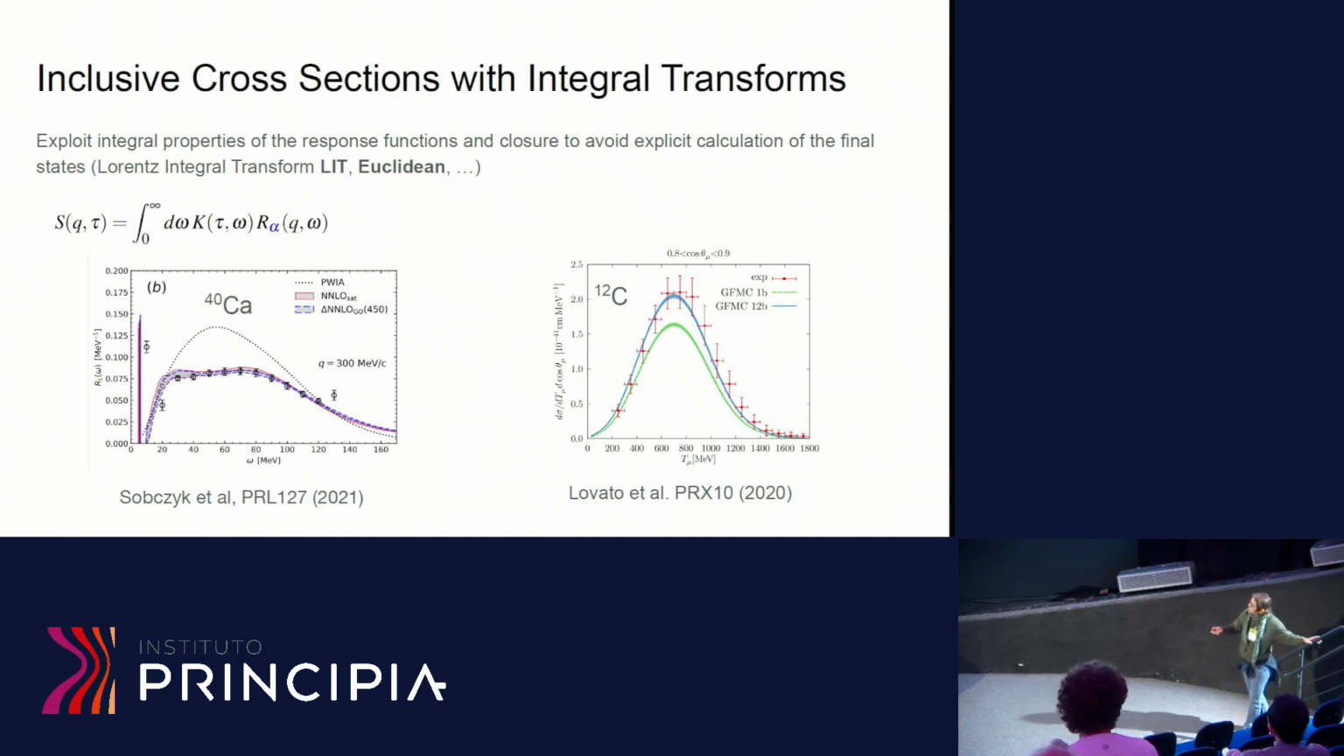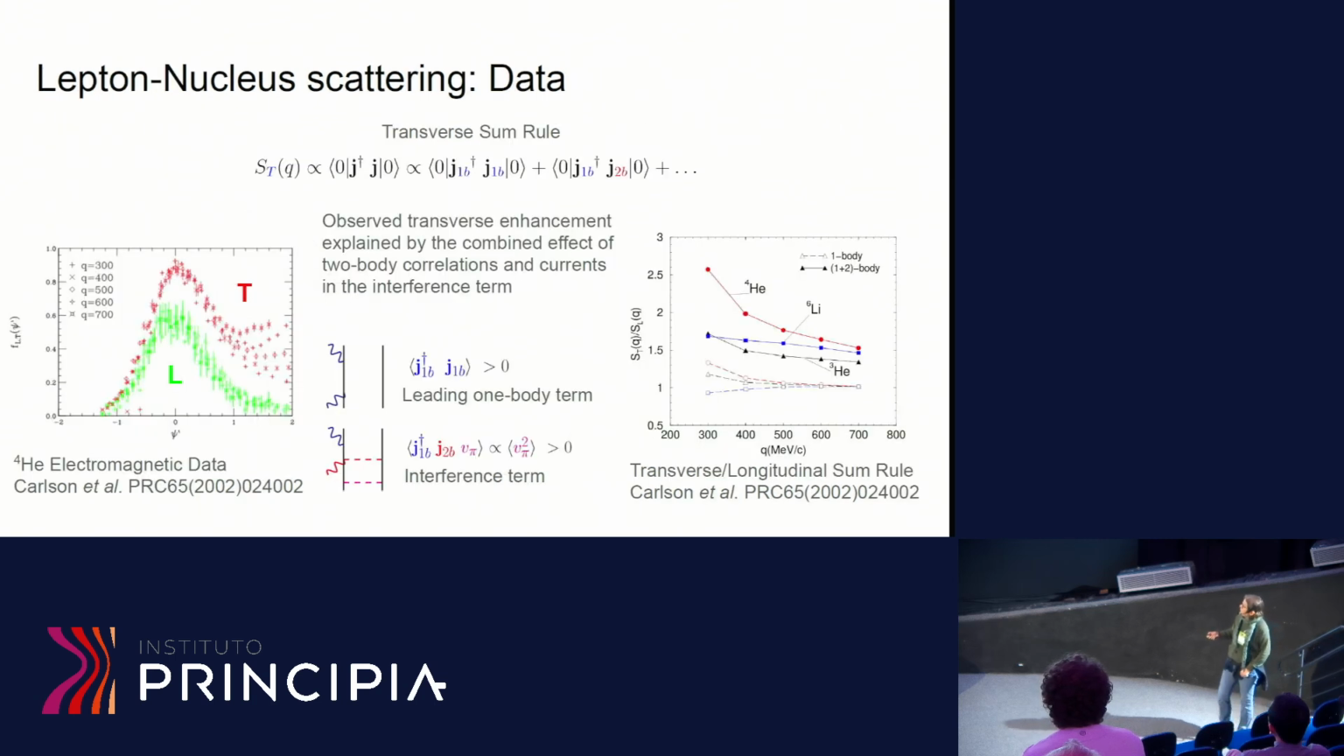Instead, the quantum Monte Carlo group utilizes a different kernel and studies Euclidean responses in imaginary time, and has been applied extensively by Lovato and collaborators to study both electron and neutrino scattering. We learn a lot of things from these studies, particularly on the role of two-nucleon correlations and currents.